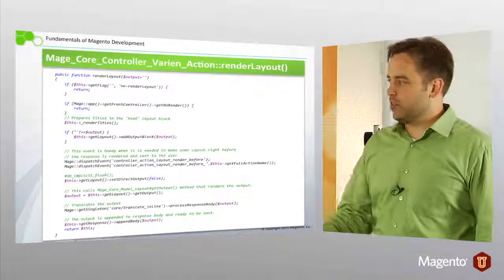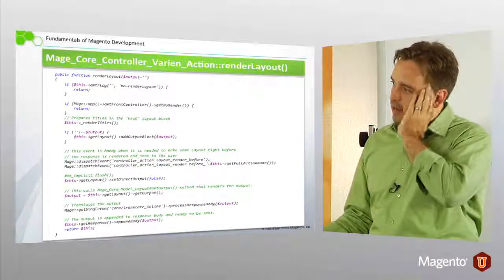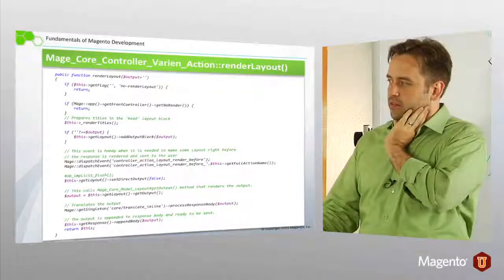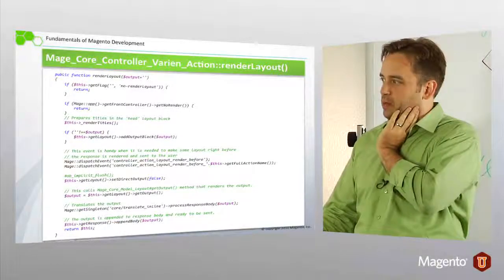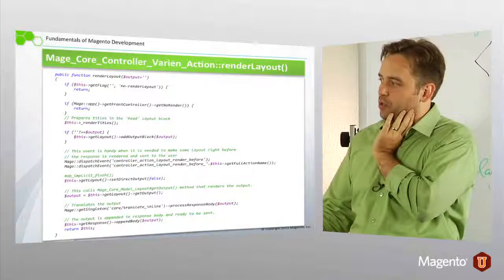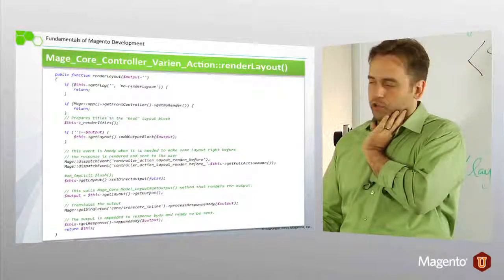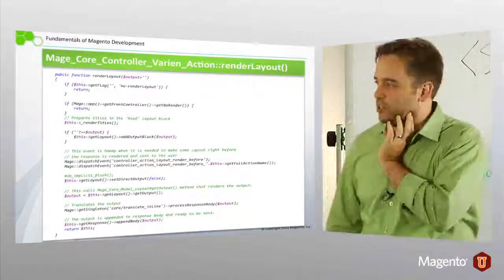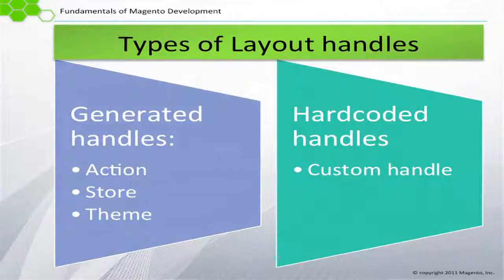And down here, translations happening. And okay, but this is probably the most important part: getResponse, appendBody. So here we've just assembled our output, and it's a string. We attach it to the body and get ready to send it to the browser. So I just discussed with you the action, store, and theme handles that are generated. We could also pass in a custom handle if we like. We'll look at that in a second. Okay, so this is what the layout XML looks like.